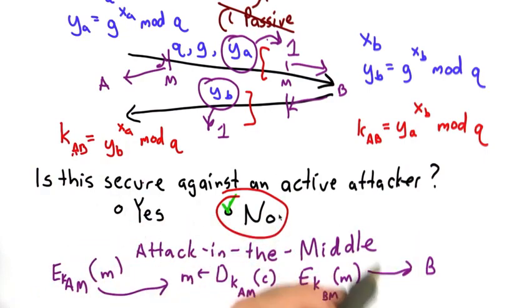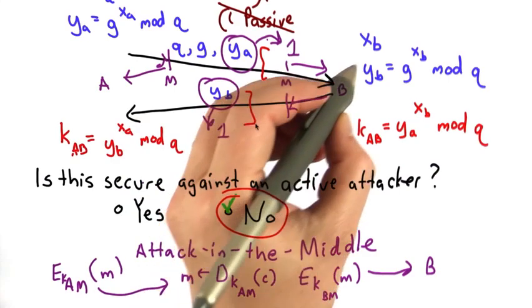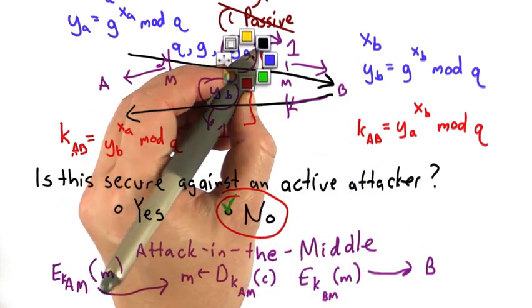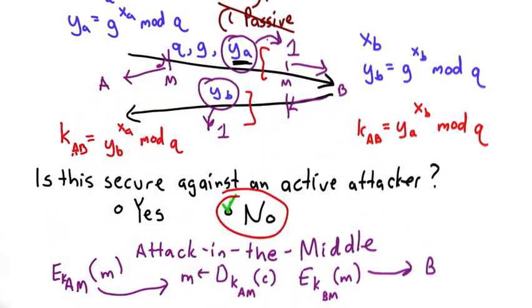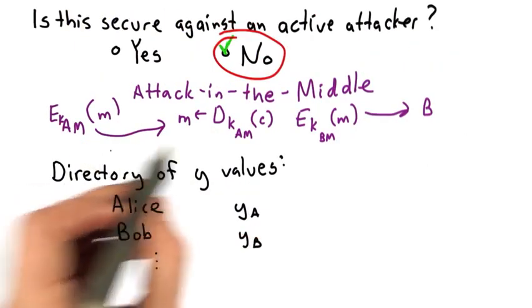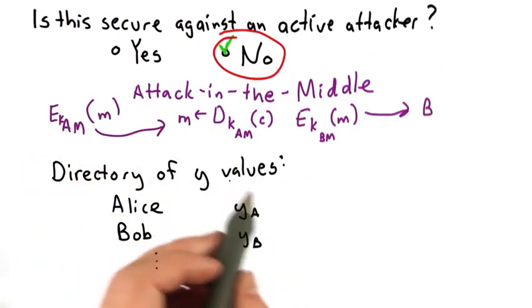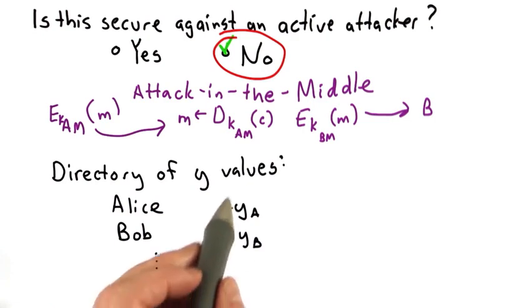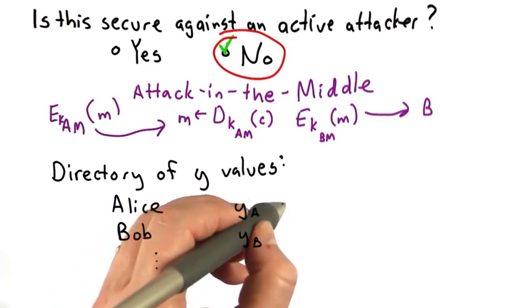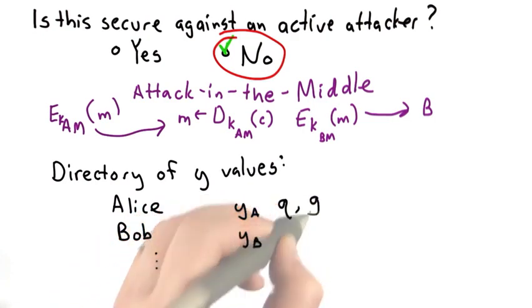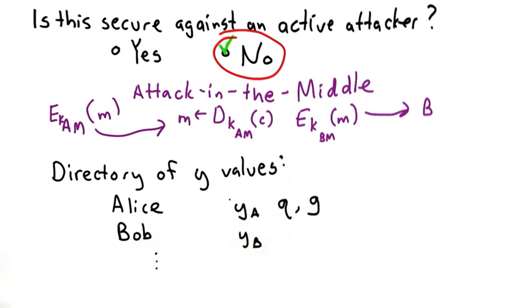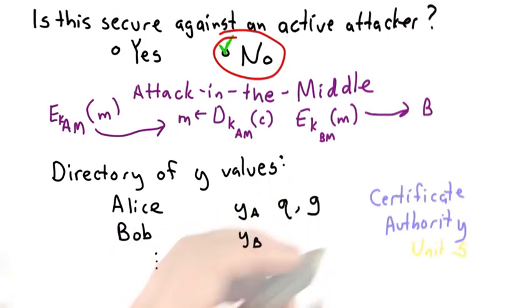So Diffie-Hellman can only be used in places where either the integrity of the channel is guaranteed, or there's a way for Bob to find out Alice's YA value and know that it's really Alice. It could also be useful in a case where there's some trusted directory that has the Y values, and Bob could look up Alice's YA value, know the Q and the G values, and then Bob would know that he's communicating with Alice if he trusts this directory. One way to provide that is using a certificate authority, which we'll talk about in Unit 5.